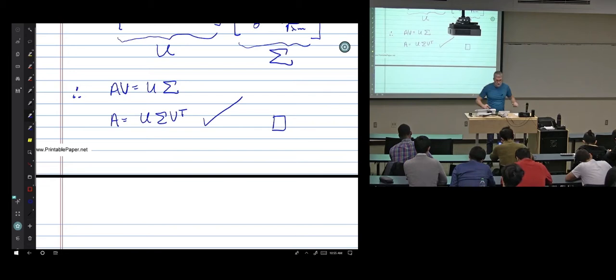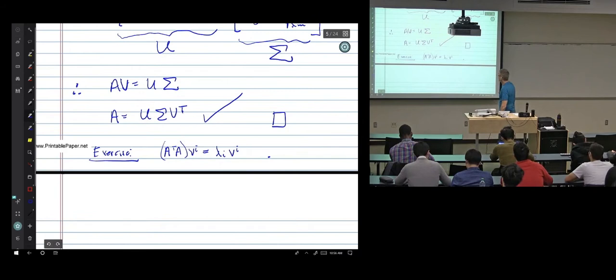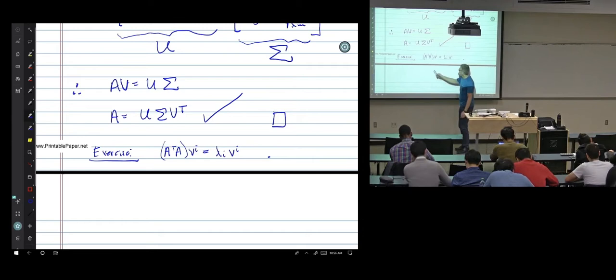Then let you check this at home. Check that A transpose A times Vi equals lambda i times Vi. In other words, these vectors Vi that we constructed from the eigenvectors of A times A transpose really are eigenvectors of A transpose A. So that was the second part of the theorem.